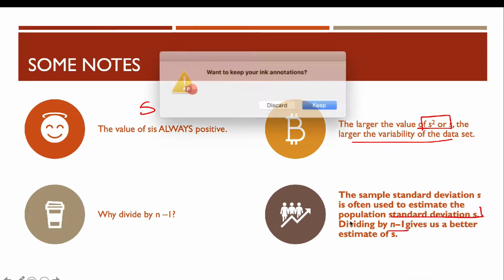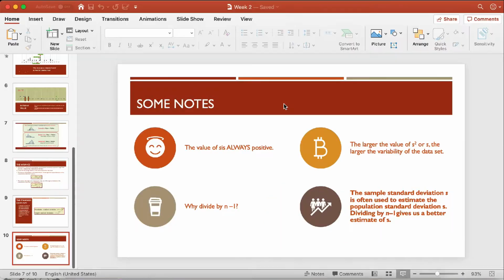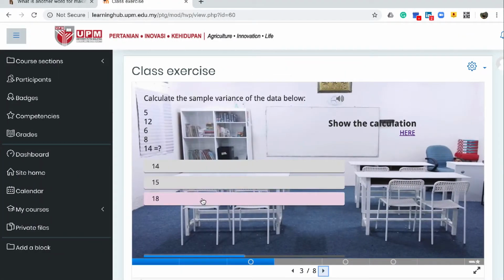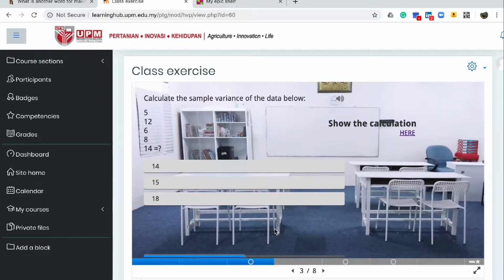Let's move on to the next question. Calculate the sample variance of the data below. So there are 5, 12, 6, 8, 14. Now I want you to calculate and send the calculation through this link here. After you have calculated it, you can make it in the form of Excel, preferably in Excel. And don't forget to click on the right answer.